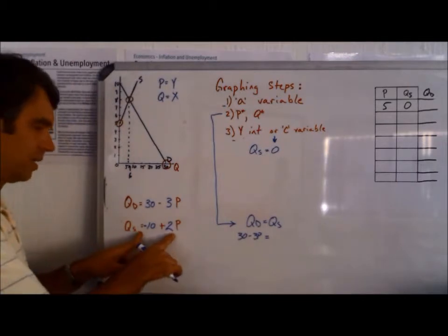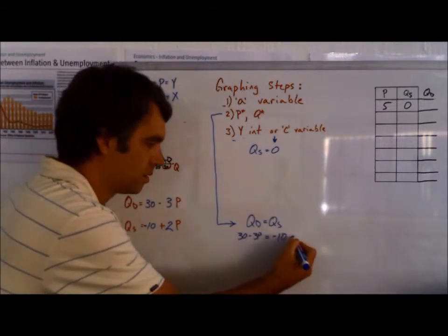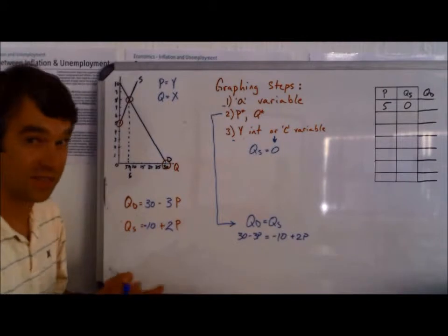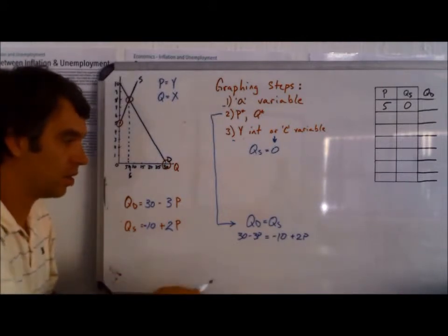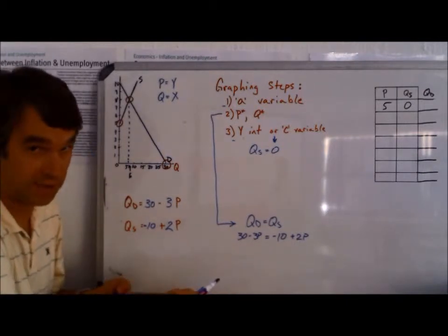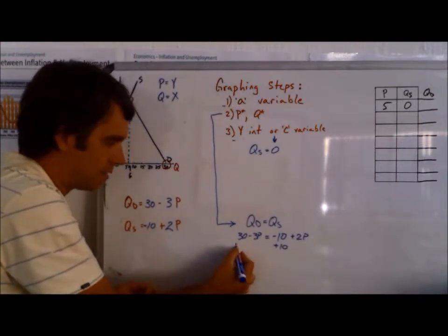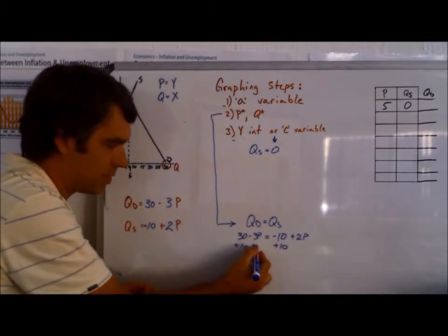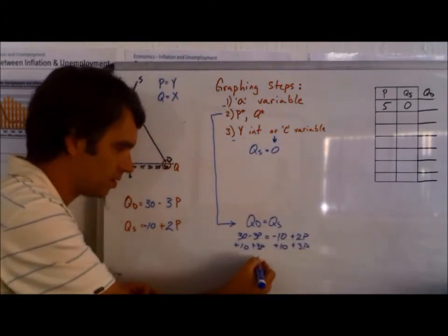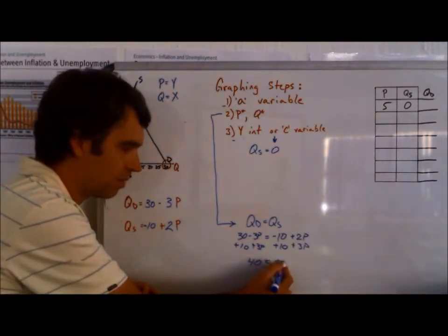And we're going to take negative 10 plus 2p, I apologize, and substitute it for QS. Now that we've got this, I think it's pretty simple. You guys can see how it's going to go. We need to get the p's on one side and the 10s on the other. I like to work with positives, so I'm going to add 10 to this side and add 10 to this side, and then add 3p to each side as well. So we're going to end up with 40 is equal to 5p.